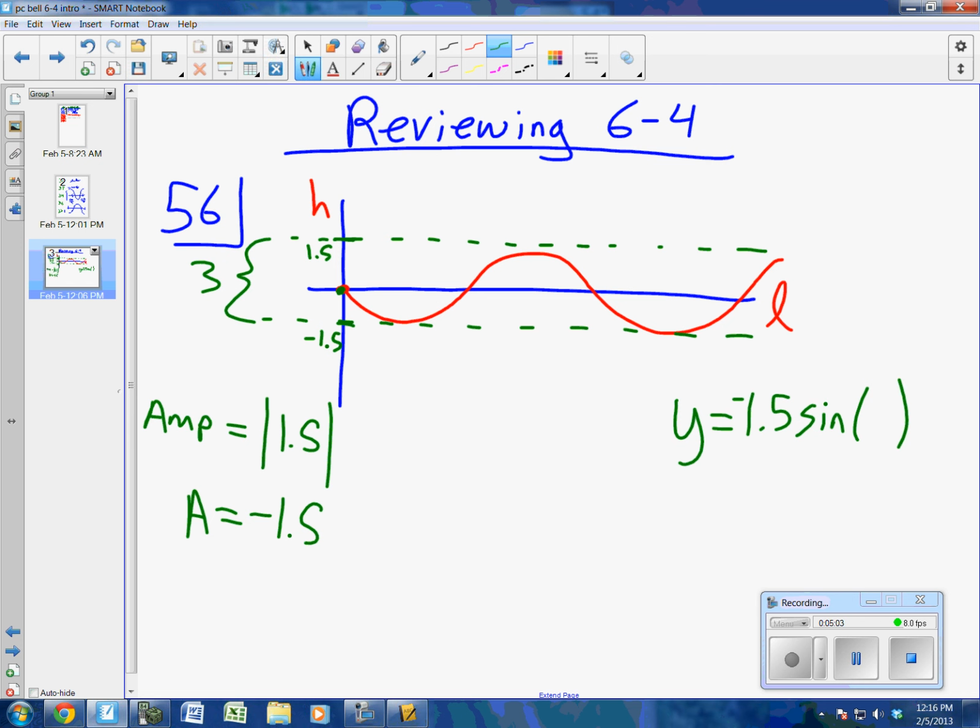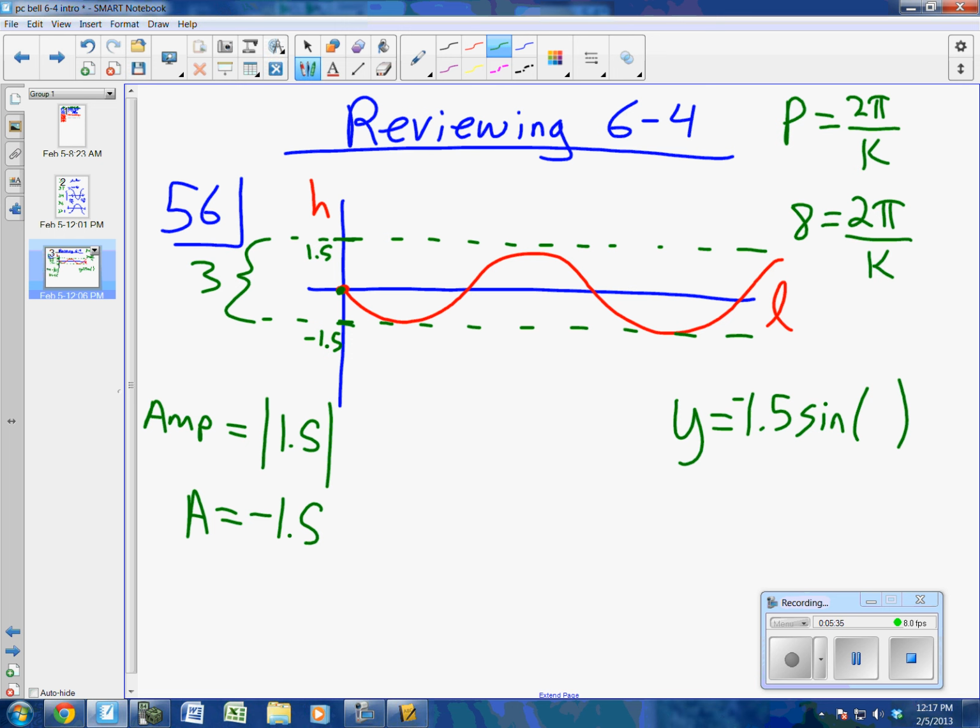Okay, how are we going to figure out k? Every 8 seconds. So what does 8 seconds represent? A period. And what's our formula for period? You remember this formula from last time? 2 pi over k. And so we know what P is. What is P? 8. So our equation is 8 equals 2 pi over k.